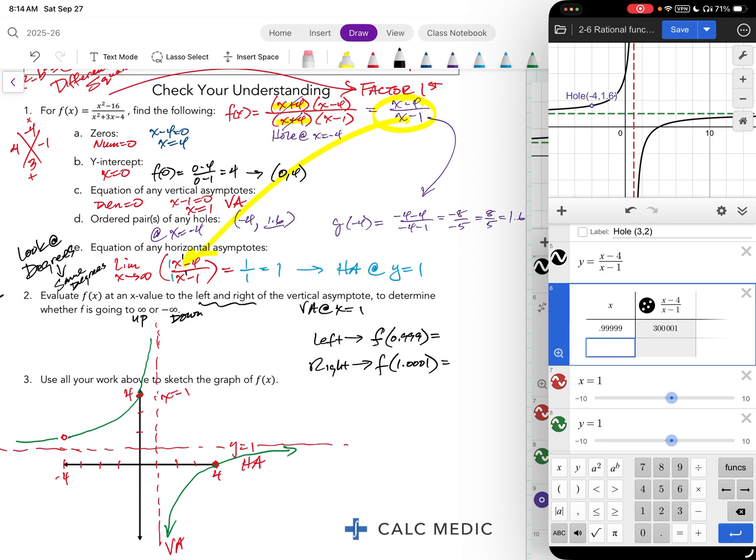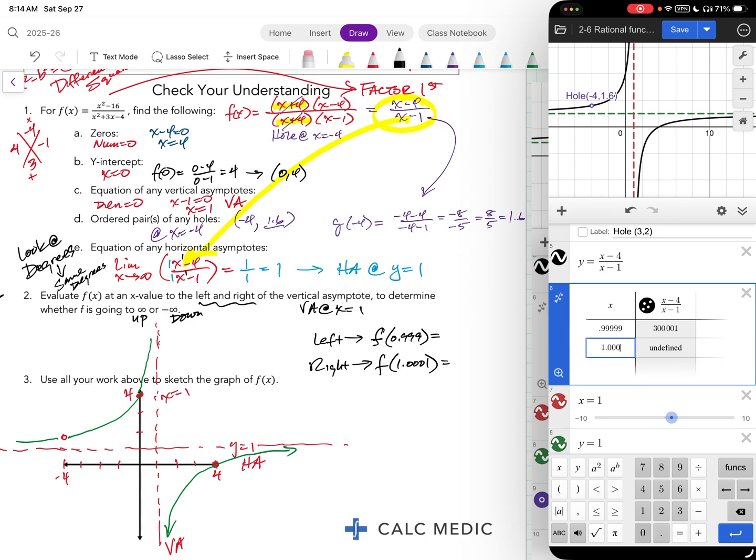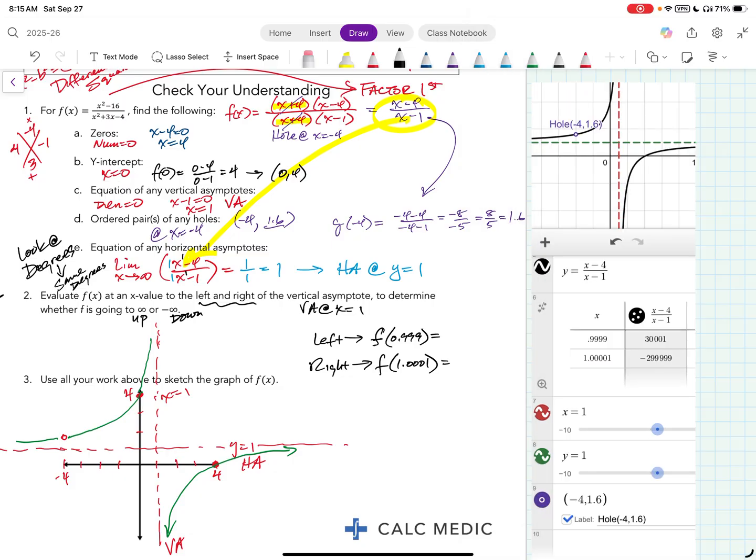And then on the right side, that's 1.00001. Well, let's take out some zeros so we can see it. And look at that, you get almost negative 300,000. So that tells you that on the right side, the function is going down to negative infinity. On the left side, 0.9999 is very close to 1, and you get this huge y value, so it's going way, way up.